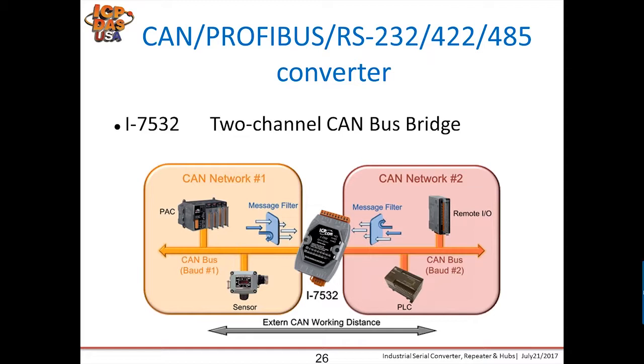I-7532 is a CAN bus bridge that can be used to integrate two CAN networks, even if they implement different CAN bus rate. Compared to I-7531, I-7532 offers more than 3 useful features. First, the transmission distance limit of CAN bus system, which means the total CAN network distance can be extended by using this module.